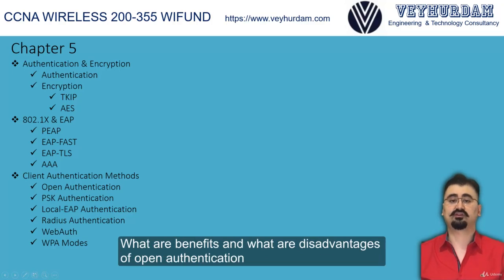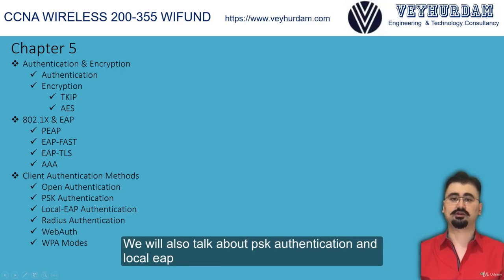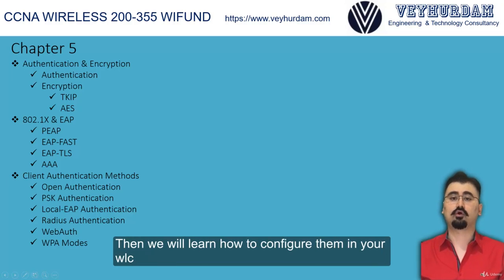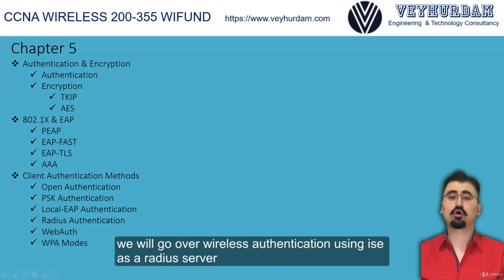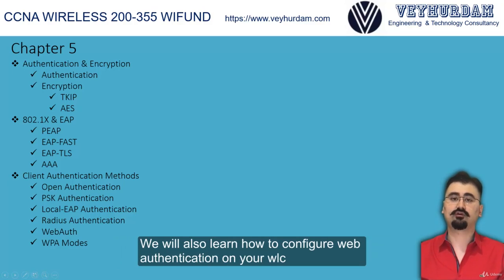Why do we use open authentication? What are the benefits and what are the disadvantages of open authentication? And we will also talk about preshared key authentication and local EAP. Then we will learn how to configure them in your WLC. We will go over wireless authentication using ISE as a RADIUS server. We will also learn how to configure web authentication on your WLC.